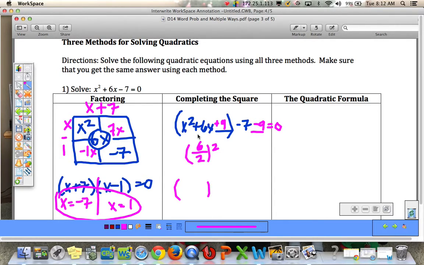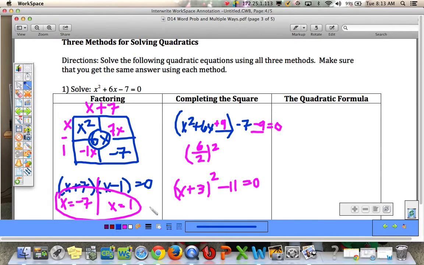Okay, so now we turn our trinomial to a binomial. 6 divided by 2 is 3. So we have (x + 3) squared would equal this trinomial, minus 11 equals 0. And you could solve this function. You could add 11, take the square root, and so on. You could solve completing the square this way.